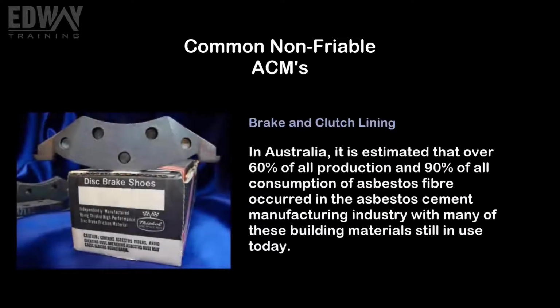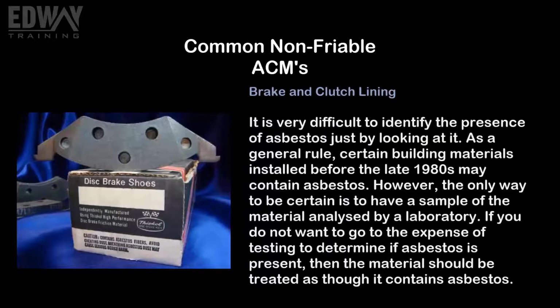Brake and clutch lining. In Australia, it is estimated that over 60% of all production and 90% of all consumption of asbestos fibre occurred in the asbestos cement manufacturing industry, with many of these materials still in use today. It's very difficult to identify the presence of asbestos just by looking at it. As a general rule, certain building materials installed before the late 1980s may contain asbestos. However, the only way to be certain is to have a sample of the material analysed by a laboratory.